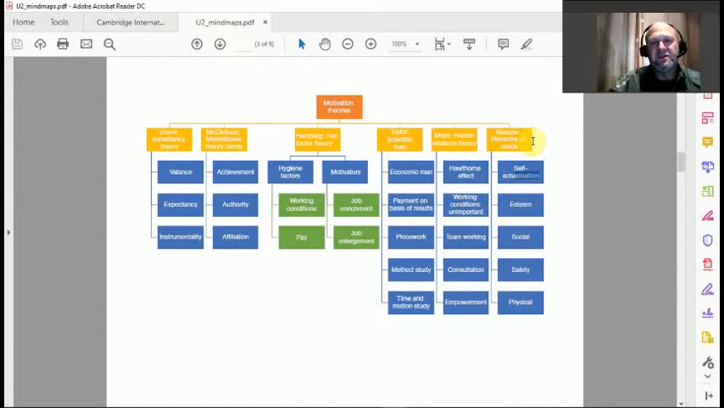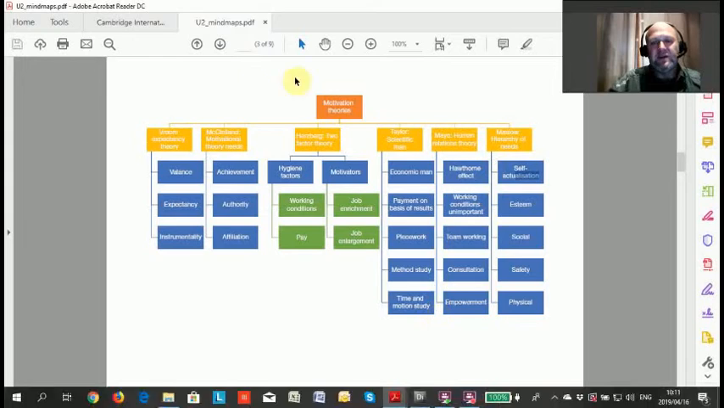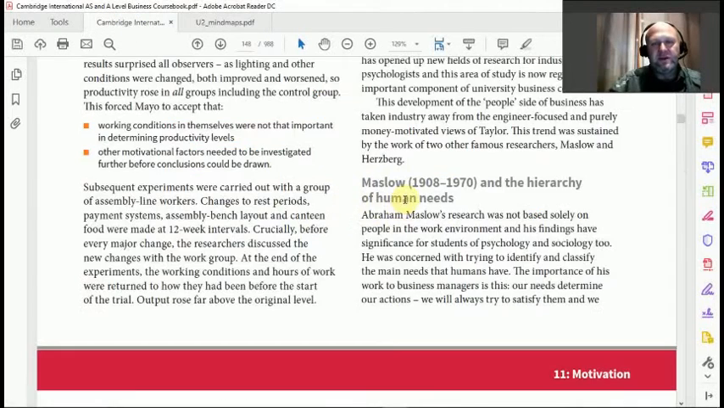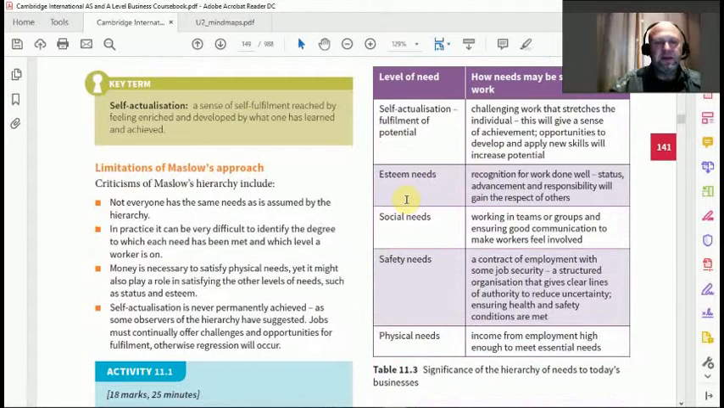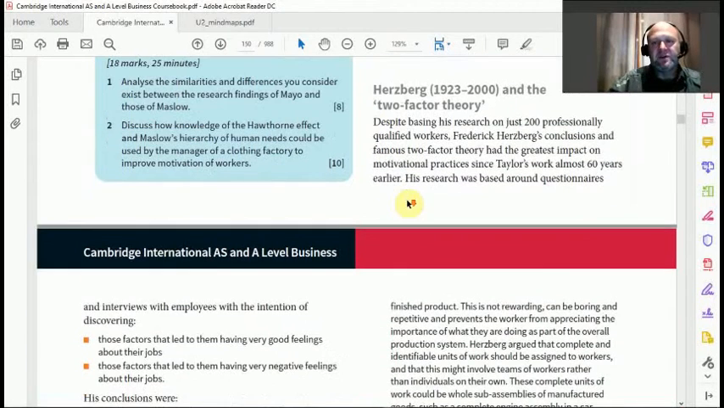Now, if you look at the next guy who came around, and in the book it does it quite nicely in a very sequential way, it looked at Herzberg. Herzberg has a two-factor theory. Based on his research with 200 professional qualified workers, his conclusions have become one of the more famous theories to be built on today. Not only is he very recent, but he has a very, very clear and concise theory.